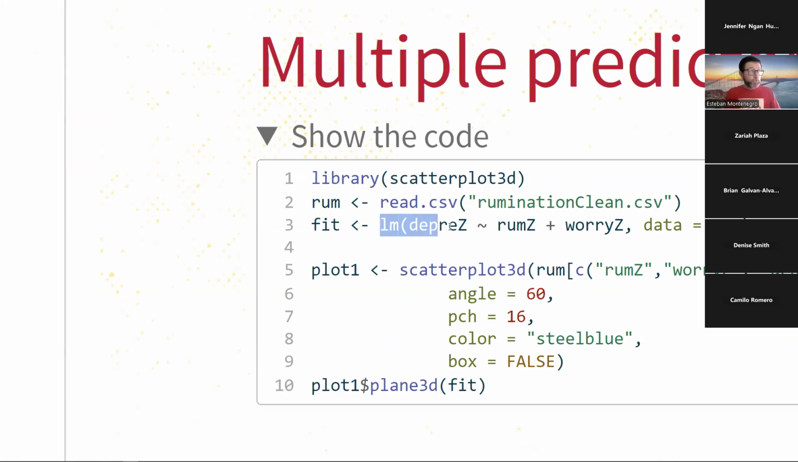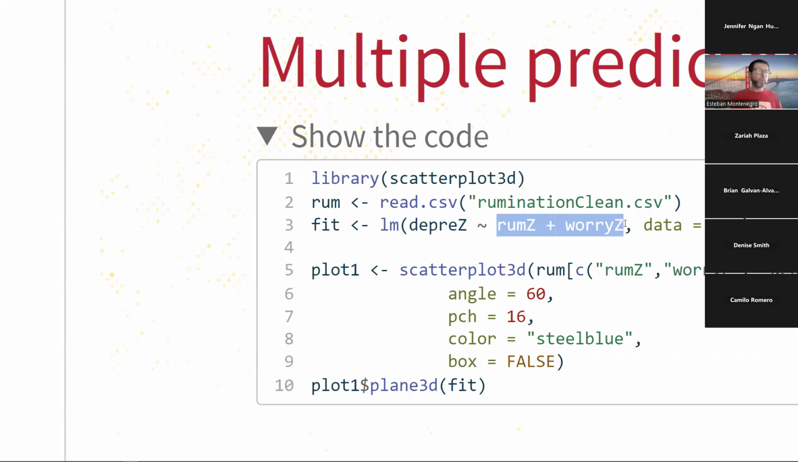So in this equation, what I'm doing is predicting or trying to explain depression as a function of rumination and worry, right? So rumination and worry are my predictors. So now I have multiple predictors, but these ones are continuous. These are not binary or discrete, right? But I could do it.